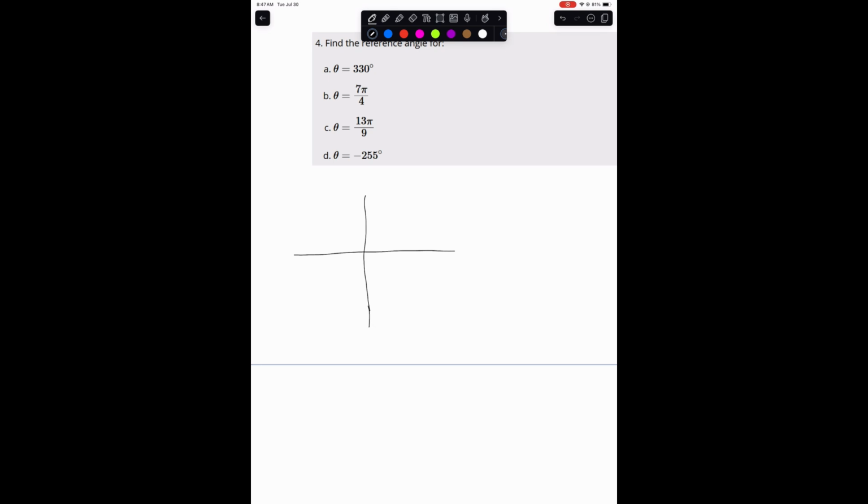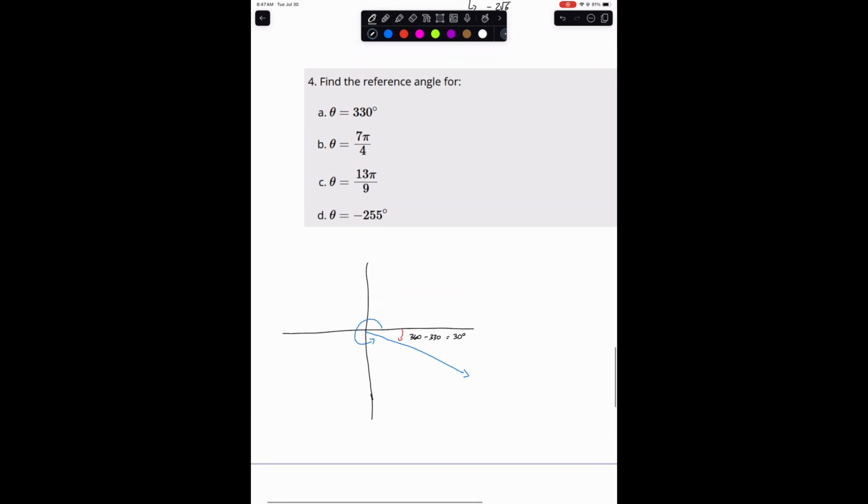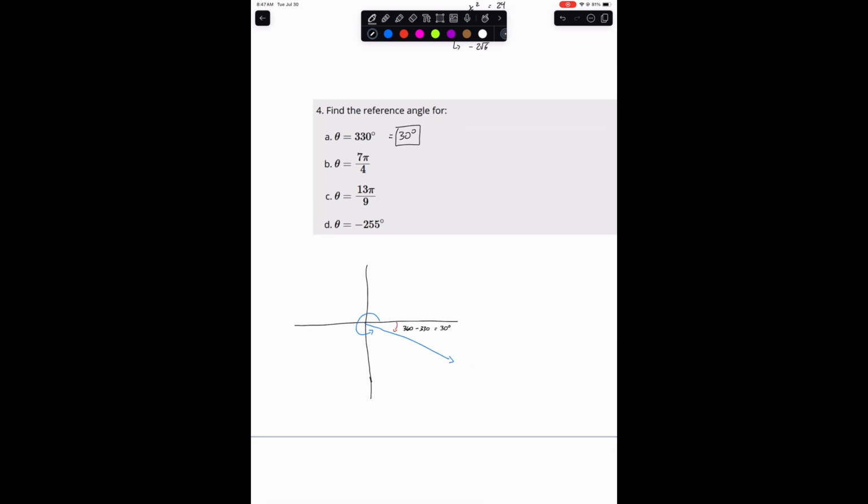Okay, so 330 degrees. So this angle A, let's do like right around here. Okay, so A is all the way over here. That means the reference angle is here to here instead, and this angle is just 360 minus 330, right? And that gives you 30 degrees. So we get 30 degrees for the reference angle.